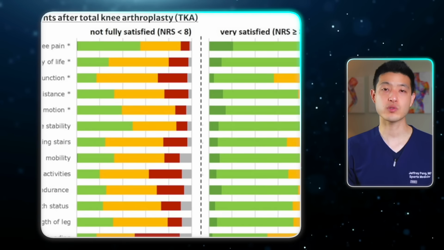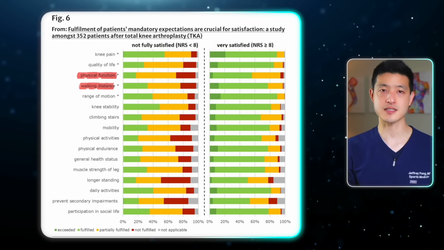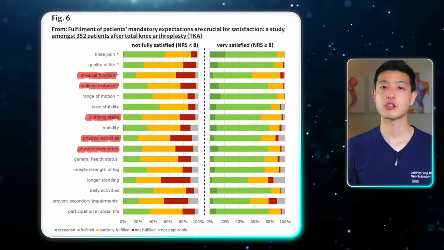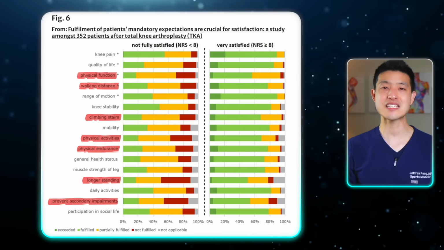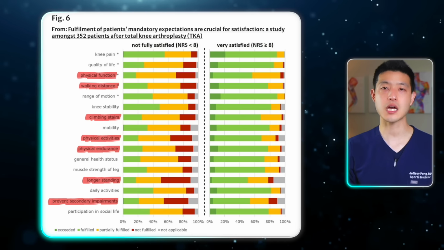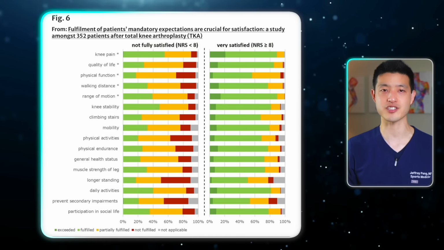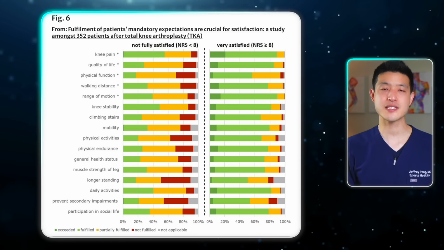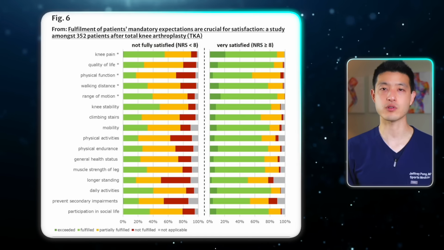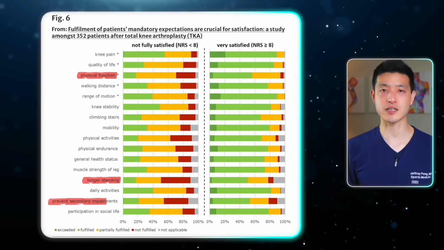The expectations with the largest red bars include physical function, walking distance, climbing stairs, physical activities, physical endurance, longer standing, and preventing secondary impairments. Pretty much all of these relate to some type of persistent limitation to physical activity or physical function. In fact, when we look at the very satisfied group, their biggest red bars were also in the same categories and include physical function, longer standing, and preventing secondary impairments.